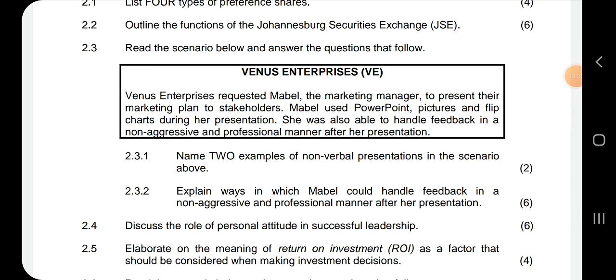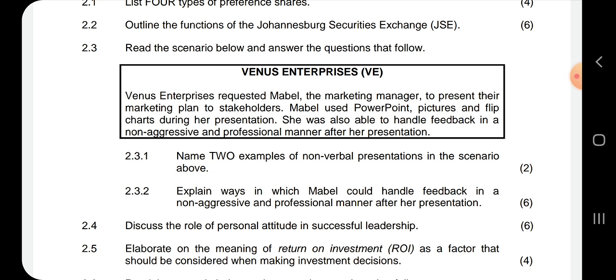So 2.4 says, discuss the role of personal attitude in successful leadership. You are a leader. How should your attitude be to have a successful leadership? You answer. It says 6 marks. So you are going to discuss. Just give 3 full points, sentences, and you have gotten yourself your 6 marks, just like that.